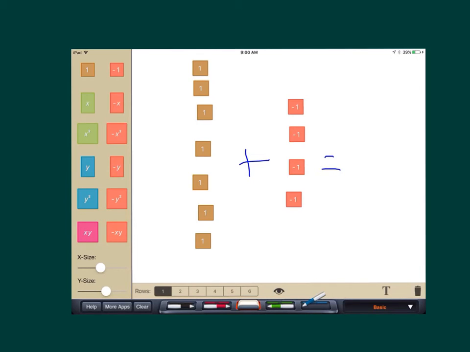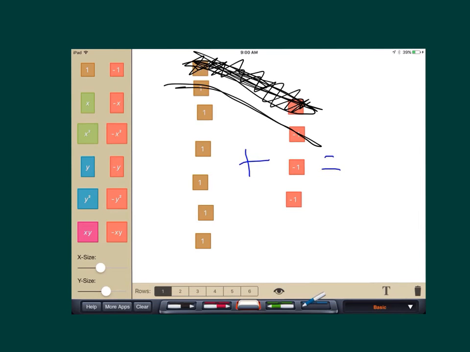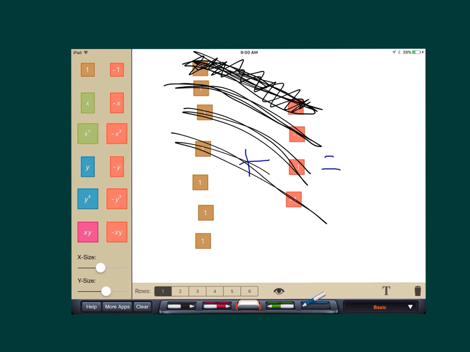And now if I take 1 positive and 1 negative, that is a zero pair. So let's block it out because it's no longer relevant. Since this equals 0, it doesn't affect your final answer. So now let's cancel out all of your other zero pairs. Here's a zero pair, and a zero pair. Now that we've canceled out all of our zero pairs, let's see what's left.